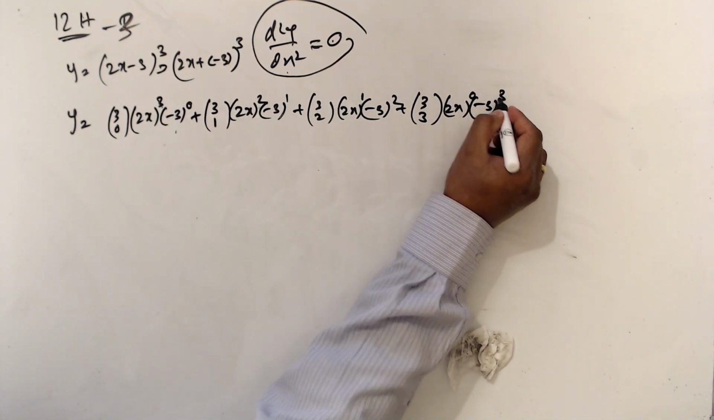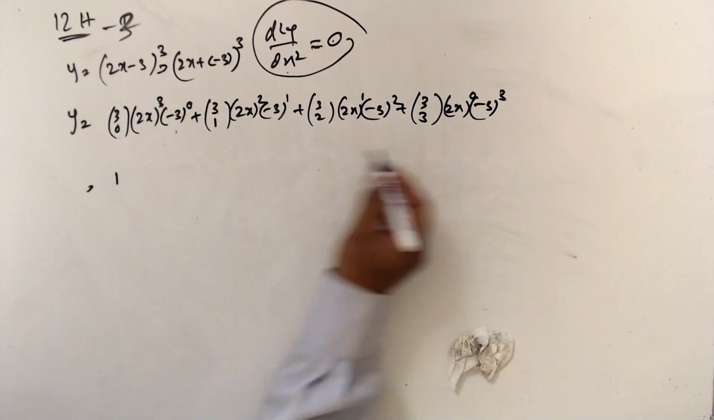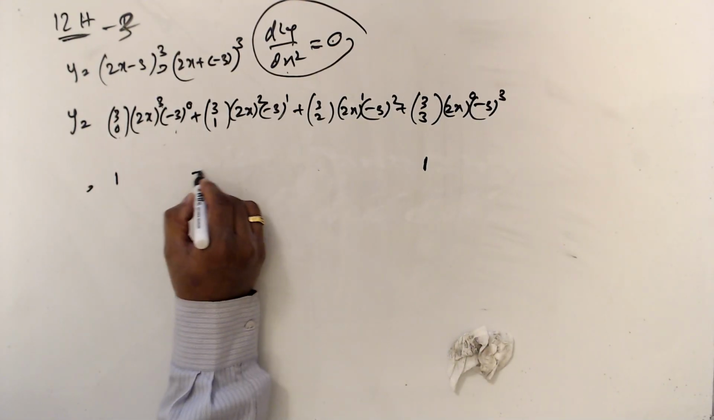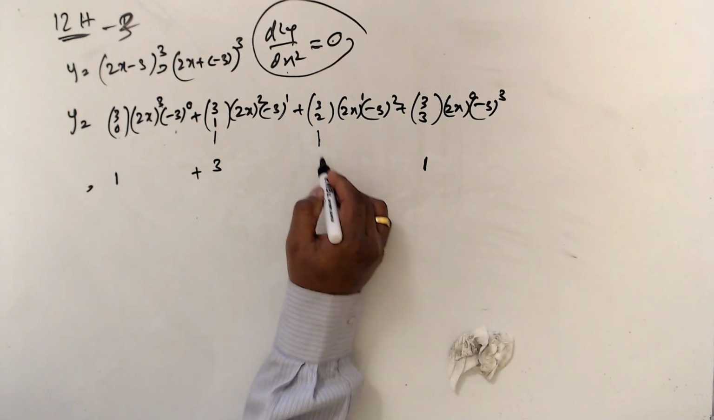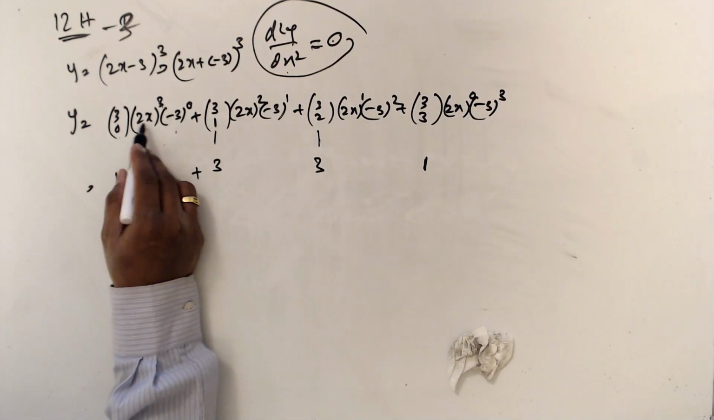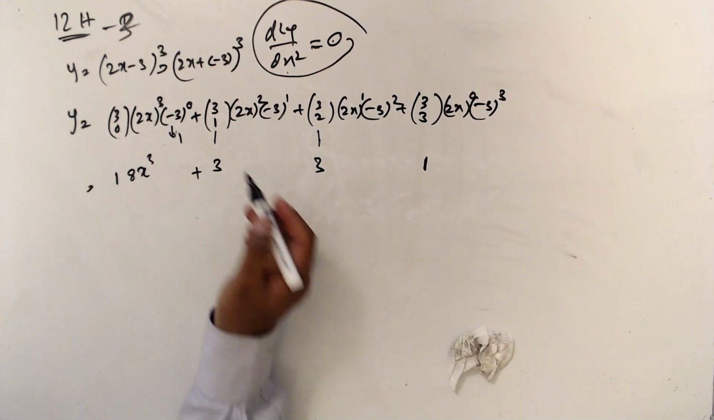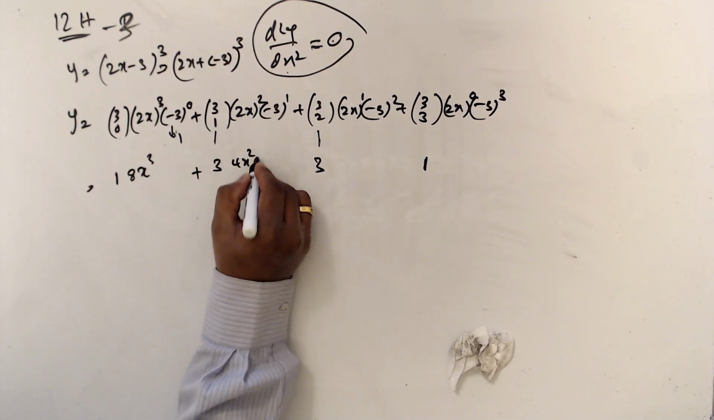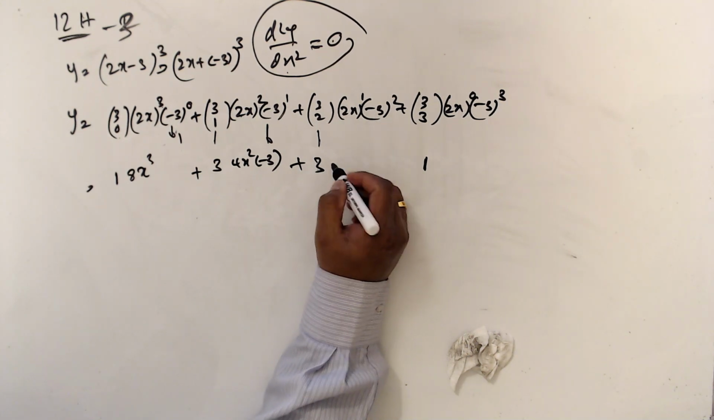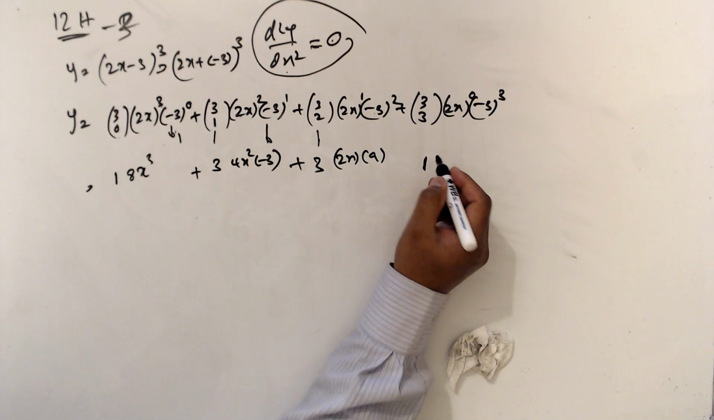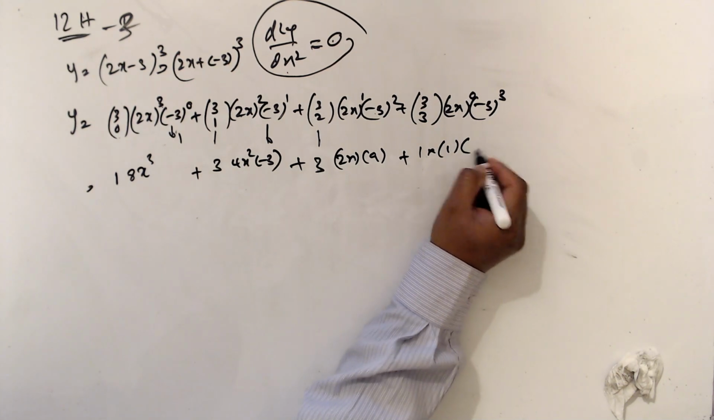We have discussed this kind of thing a lot. We know the first value is always 1, the last also 1. Then the second one is 3, and the one before last also 3. So 2x cube means 8x cube. The power is 1, so that is 8. This is 3 times 4x square times minus 3. I write as it is. Plus 3 times 2x times 9. And this is 1 times 1 times 27.